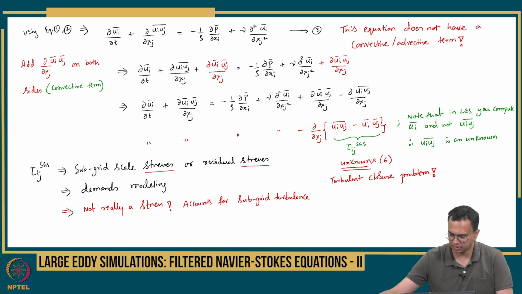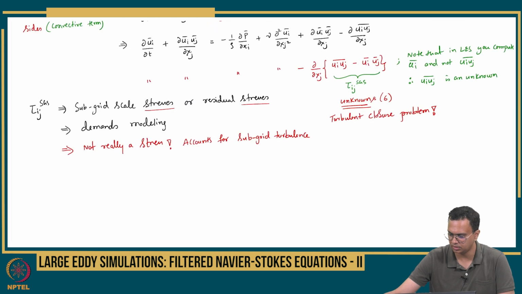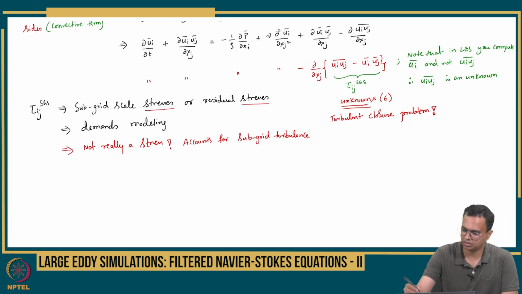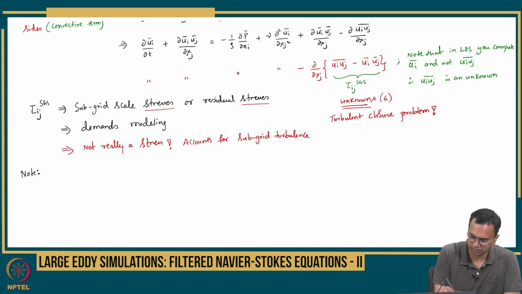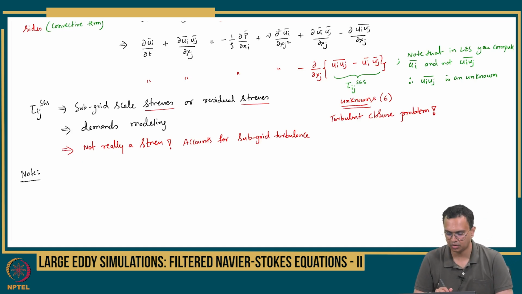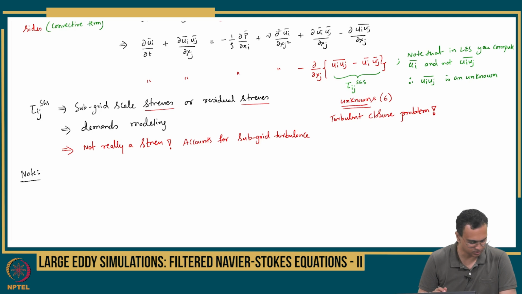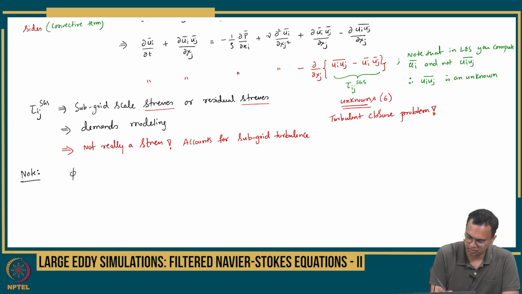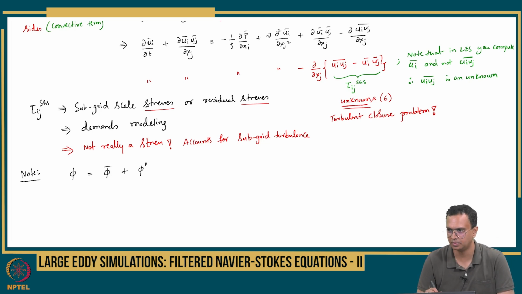Fine. So another important thing to know here, let's take a note. We are now filtering in LES, and then some residue is coming out which has to be modeled, right? So any random phi is now split into its filtered part plus its residue, and the phi bar quantity depends on how much you are resolving, how good the mesh is.